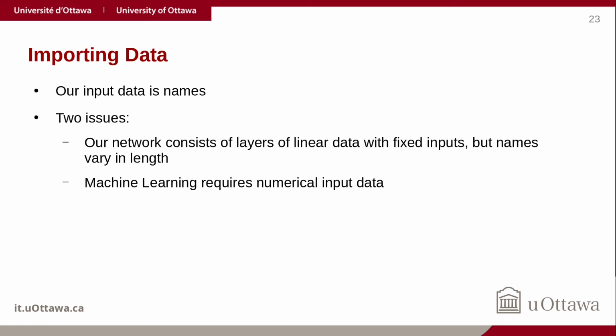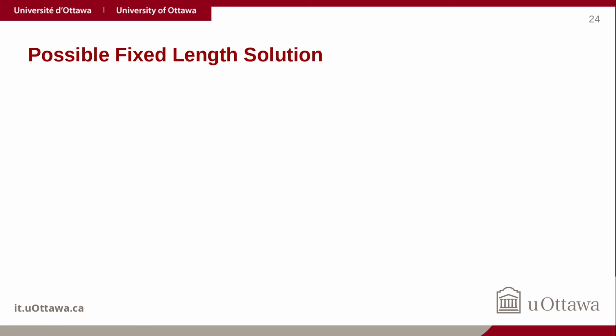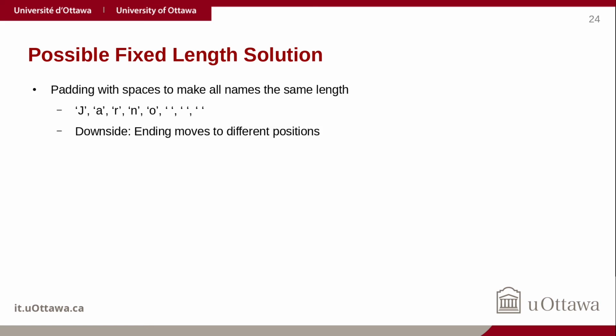The other problem is our data are letters, and machine learning requires numerical input data. So how do you translate letters to numbers? For the fixed length solution, one solution is to pad with spaces.